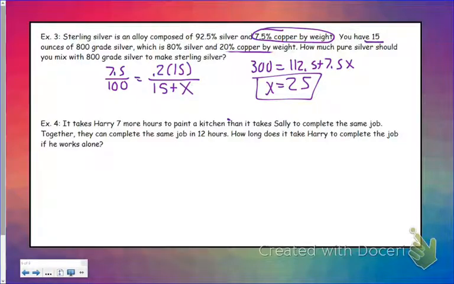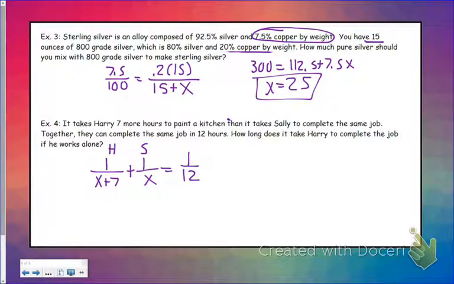So again, what we need to look at is their rates. Okay, so let's look at Sally. We don't know how long Sally takes, so we're going to say her rate is 1 over x. Harry's takes 7 more hours, so his is 1 over x plus 7. Their combined rate is 1 over 12. So then, again, we just have a basic algebraic expression here.